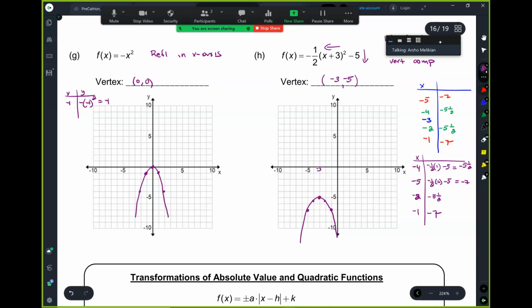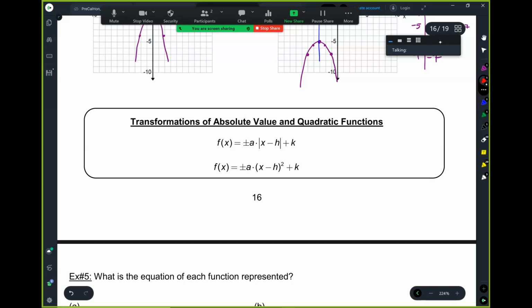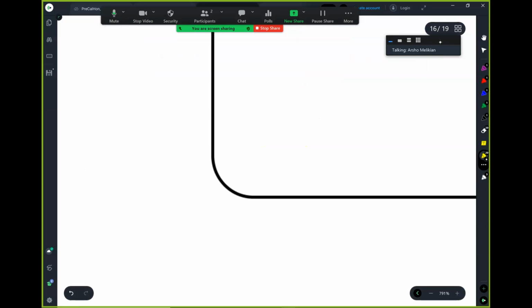So this is -3, here. And then we plug in 1 to the right and 1 to the left, like this. Okay? All right. So this is everything in all its glory, right? This is how the functions can look. F of x is plus or minus a times absolute value x minus h plus k, or the square root version.